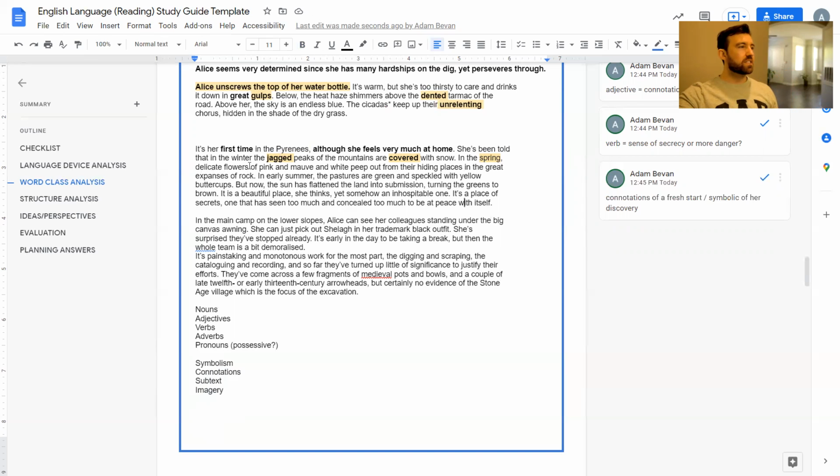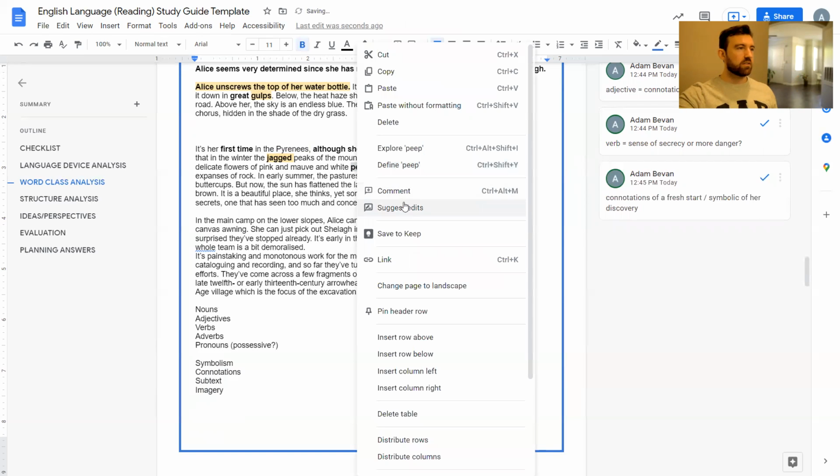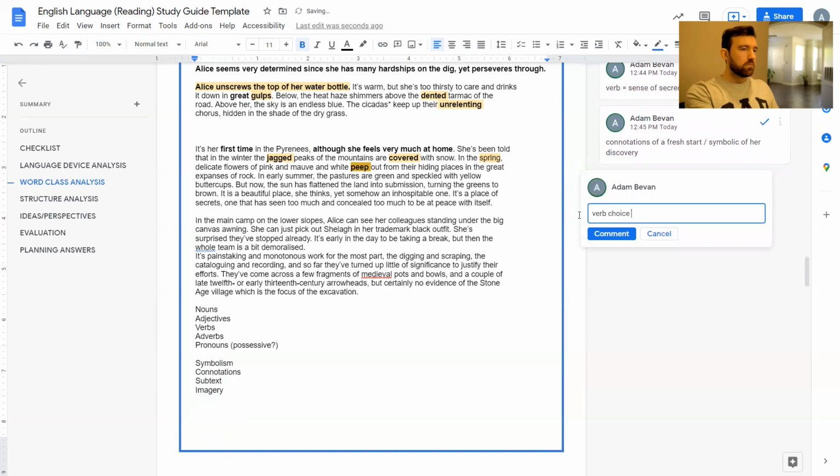But now we've got delicate pink flowers, or flowers of pink and mauve and white, peep out of their hiding places in the great expanses of rock. Now, just quickly, this word peep is quite interesting. This is a verb choice. And the verb choice peep is quite a timid action. So this can do two things. It sort of personifies the flowers, obviously, to make them seem quite cute. They're quite cute, innocent, and that makes this place seem a little bit nicer.